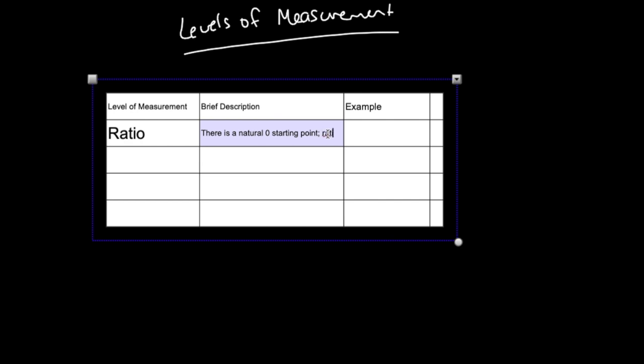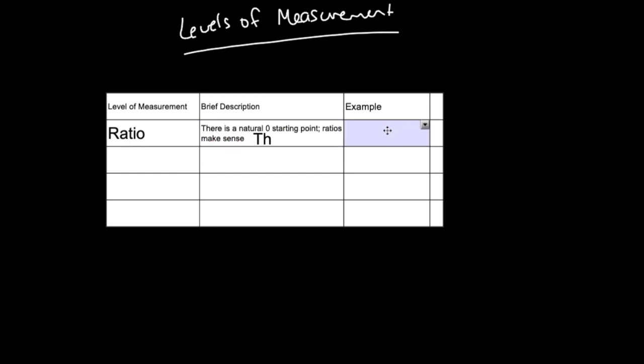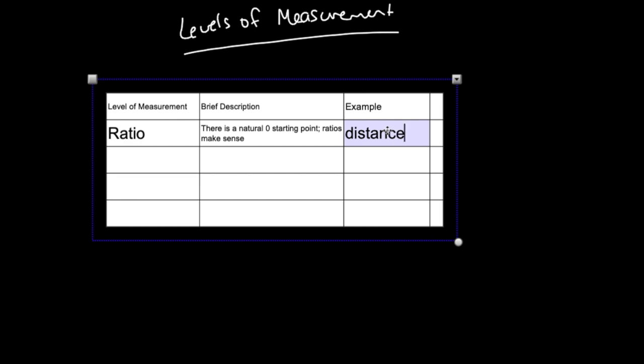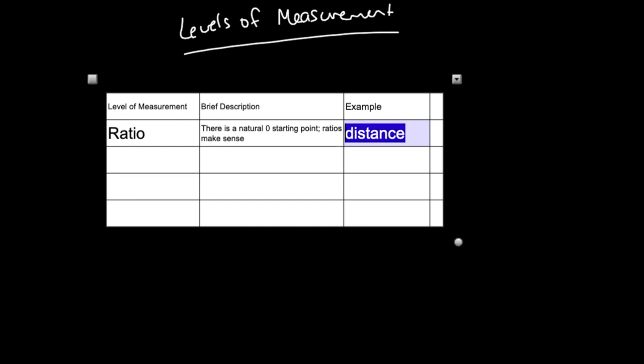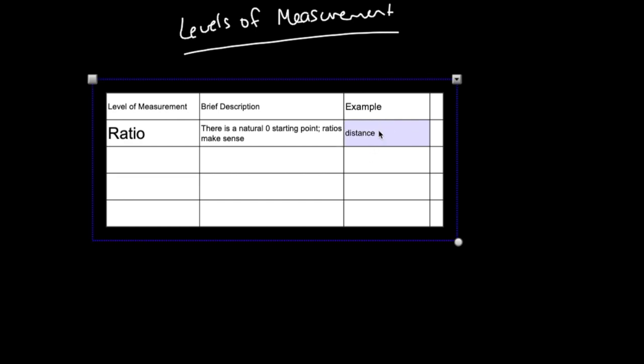And ratios make sense. So for example, distance, right? Distance is an example of a type of data, so I can collect different distances, but I can't represent a distance with negative numbers, so I would have to start at zero in terms of distance, right? Starting at a natural zero starting point. And then I could talk about ratios, like one distance is twice as long, or one distance is 3 to 1 compared to another distance.